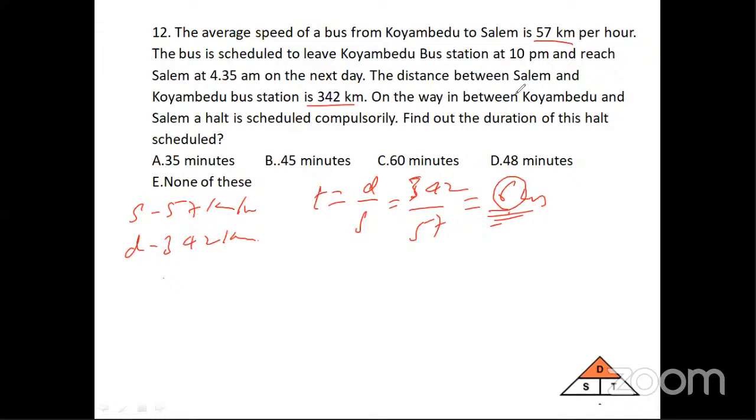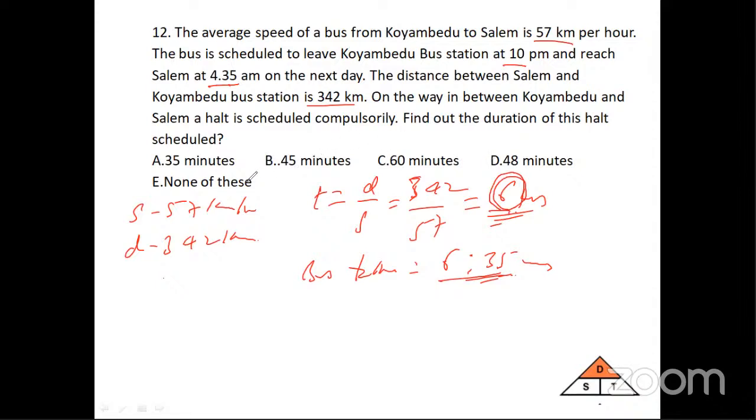But what is happening? Observe here carefully. The bus leaves at 10 o'clock and reaches Salem at 4:35 a.m., which means the bus actually takes 6 hours 35 minutes. If you subtract 10 p.m. from 4:35 a.m., the difference is 6 hours 35 minutes. What is the time it's actually supposed to take? 6 hours.